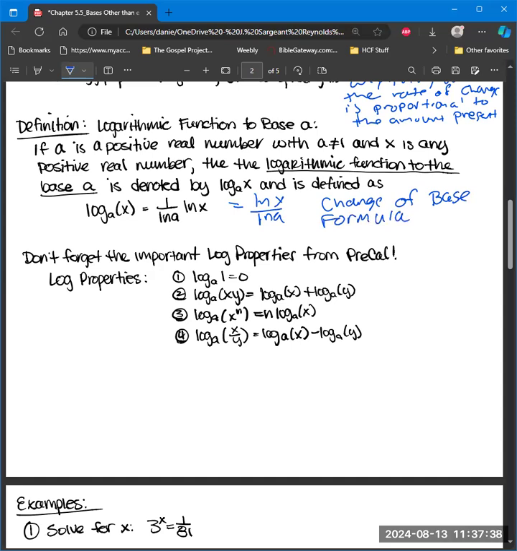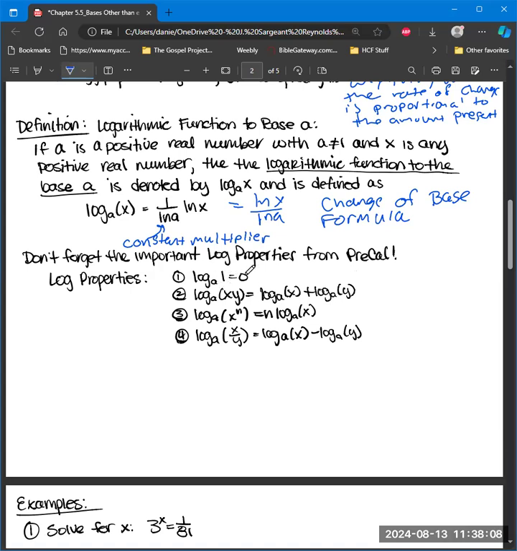And we're going to be able to use that change of base formula here to write this 1 over ln of a as a constant multiplier here, and then we'll be able to figure out some of our derivatives and integrals and things like that from there. So don't forget your important log properties from pre-calc.